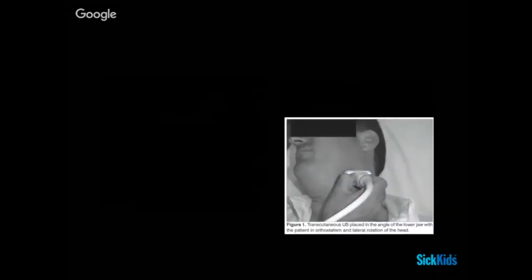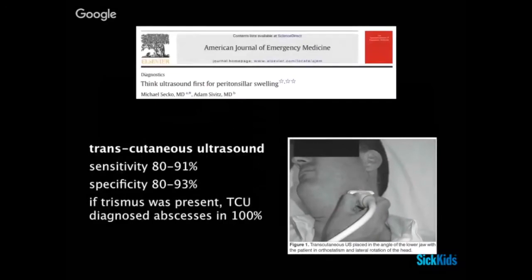Comparing to that, we'll talk about the transcutaneous approach. So the transcutaneous approach, depending on the study you look at, and these are summarized in the above paper, show a sensitivity of 80 to 91% and a specificity of 80 to 93%. If trismus was present, the transcutaneous ultrasound can diagnose abscess in 100% of the patients surveyed in one particular study.